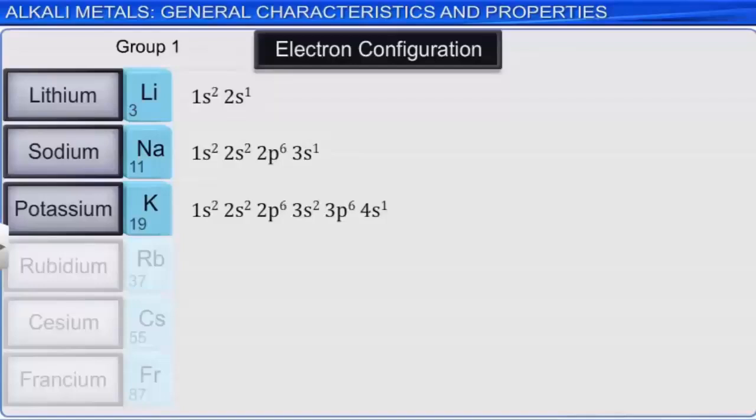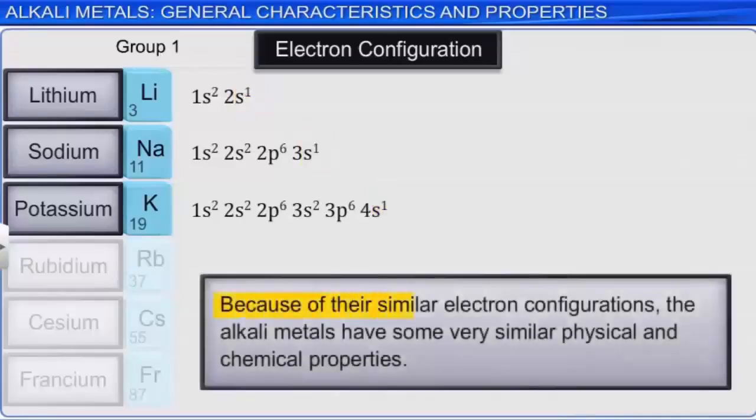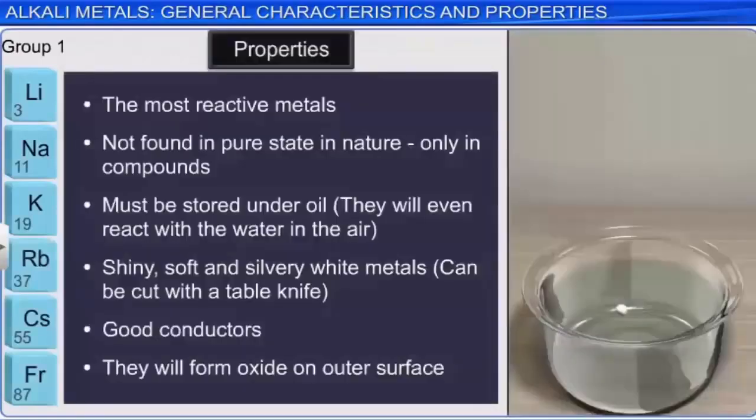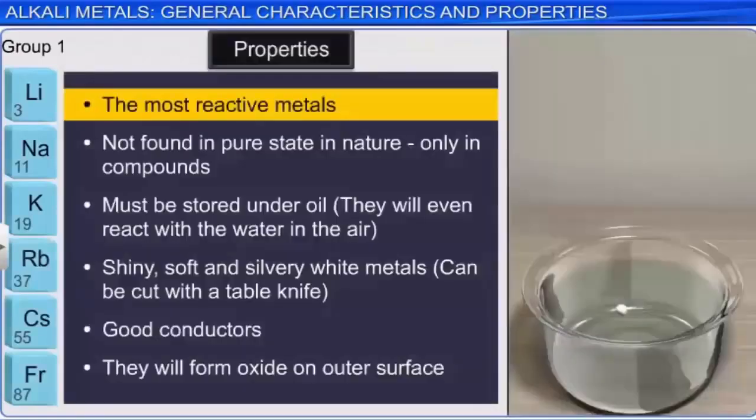With such similar electron configurations, it's no surprise that the alkali metals have some very similar physical and chemical properties. We'll explore these further as we go through the module. The group 1 metals are the most reactive metals known. In fact, they are so reactive that they are never found in their elemental state in nature, only in compounds.